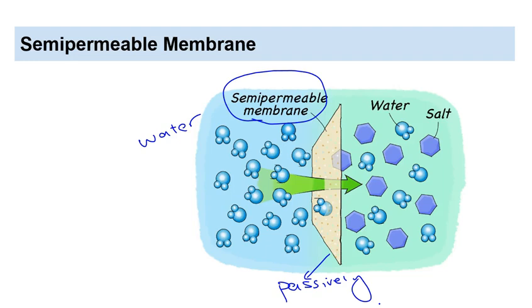So again, one more time, make sure you know that if a solute is permeable to the membrane, then it has the ability to passively diffuse through the membrane. If a solute is impermeable to the membrane, then it cannot diffuse passively through the membrane.